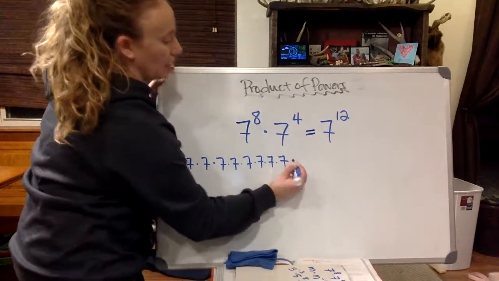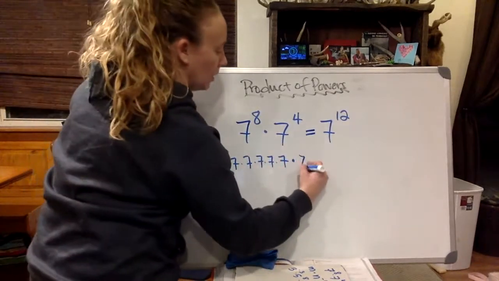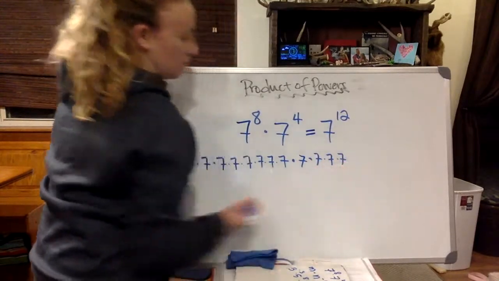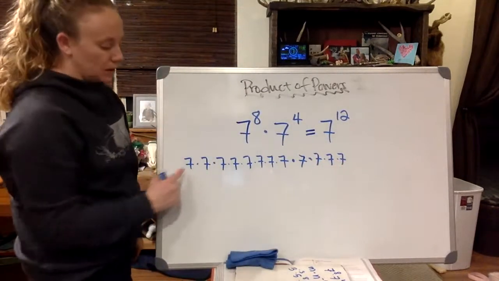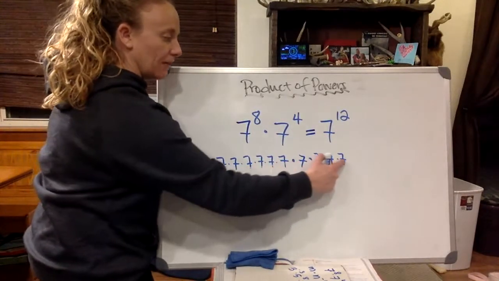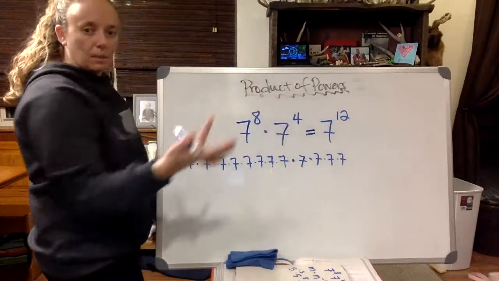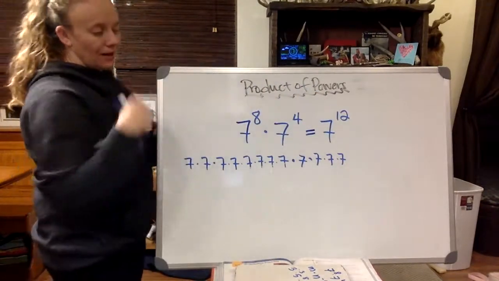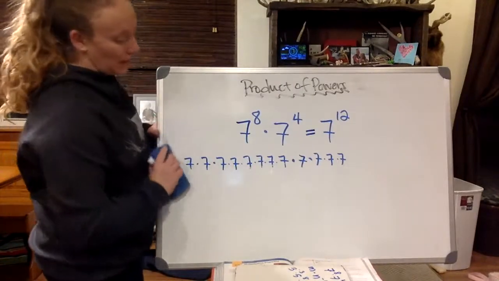And then times 7 to the 4th: 7 times 7 times 7 times 7. That's a lot of 7s. 1, 2, 3, 4, 5, 6, 7, 8, 9, 10, 11, 12. Okay, so I can just add those exponents together. So this is an easy version of what we're going to be looking at.